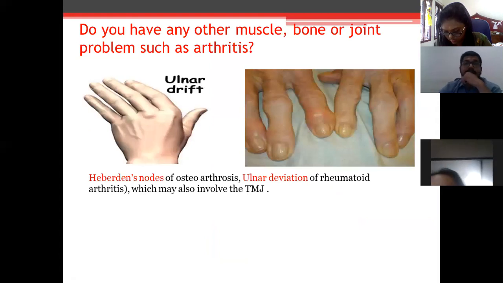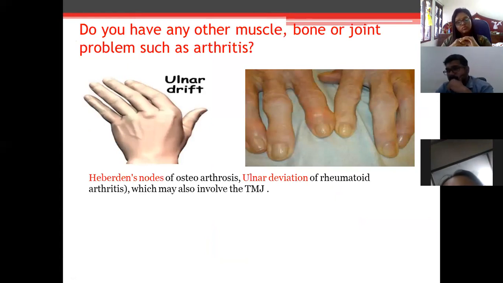Then another important question is, do you have any other muscle or bone or joint problems such as arthritis? Most of the patients I'm getting nowadays are around 40, 45, 50 years of age. Those people generally have arthritis. Whenever during our case taking session I ask, do you have any other problem other than this, back pain, all these things, they have pain everywhere in the body. In such conditions, you have to check the feet and hand, all other things, to rule out ulnar deviation. Ulnar deviation is more common in rheumatoid arthritis, and in osteoarthritis.